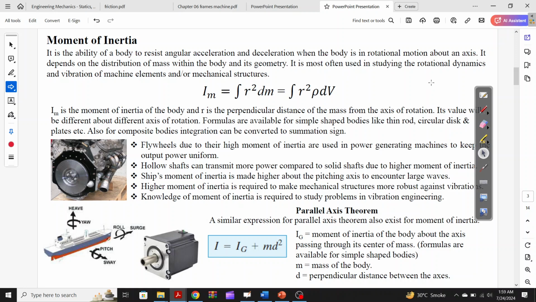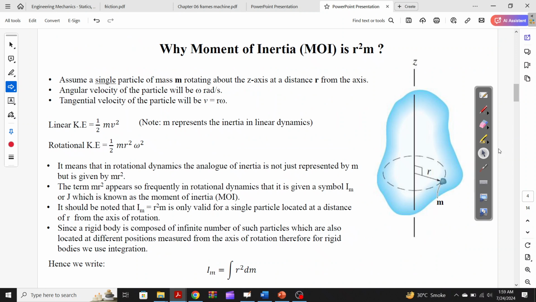It is often used in rotational dynamics and vibration of machine elements. Its formula is I equals integral of r square dm. If you integrate it, dm becomes rho dv, so you get integral of r square rho dv. This is the main formula for the moment of inertia, and if you want, you can also draw this picture for the further explanation of the moment of inertia, I equals integral of r square dm.